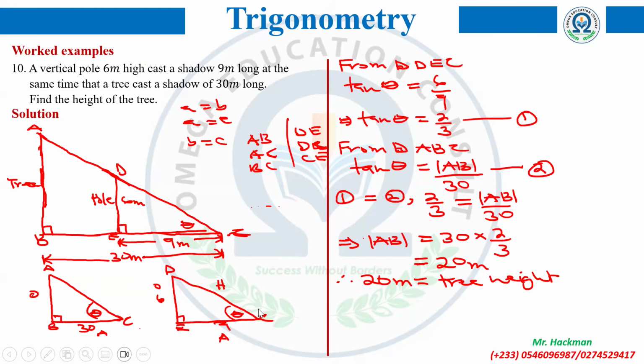You can use Pythagoras theorem on this, but if you use it, you are going to find DC, which will not be useful. It won't help you in any way to find the length of AB. You can't use Pythagoras theorem here because you don't know two of the sides. So the only option left will be the trig ratio, because we are still dealing with a right angle triangle.